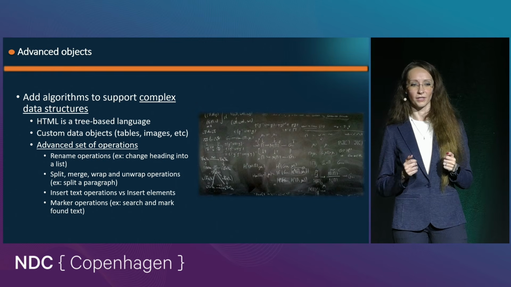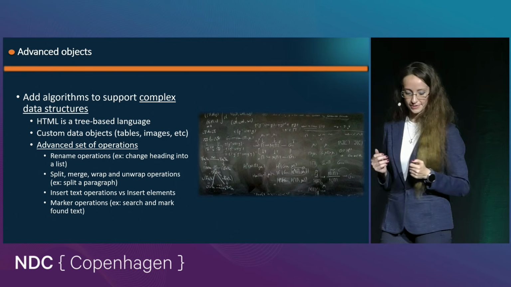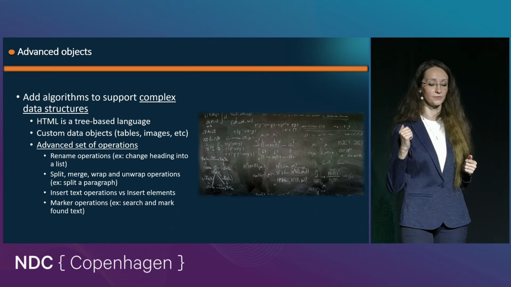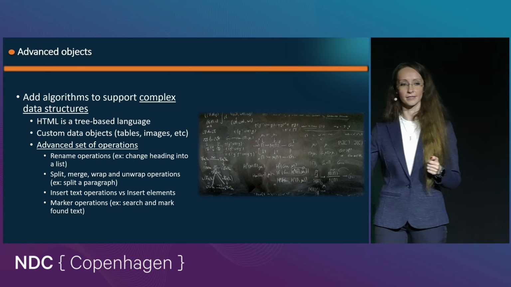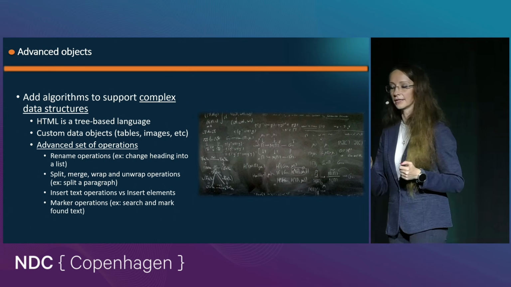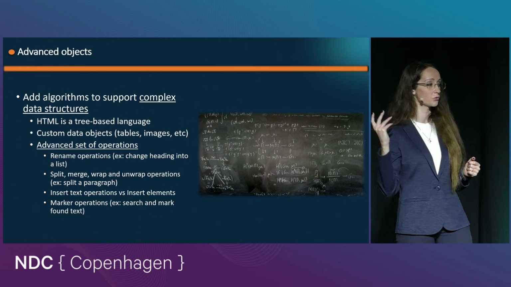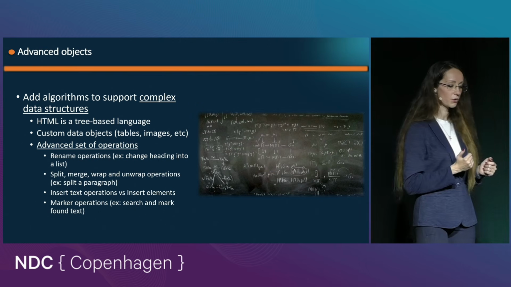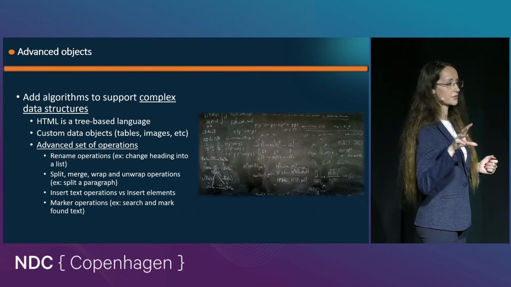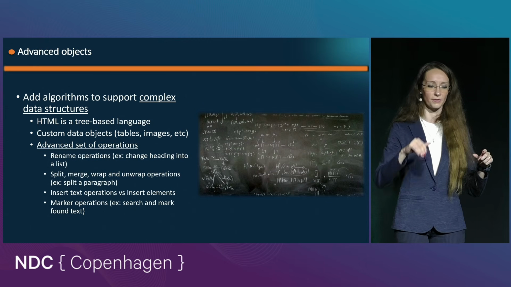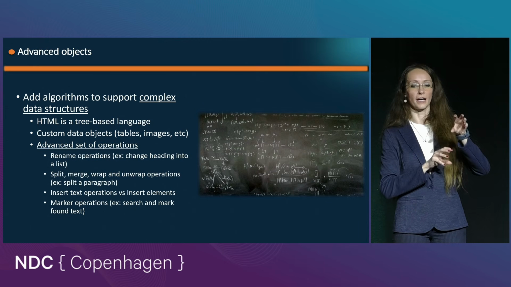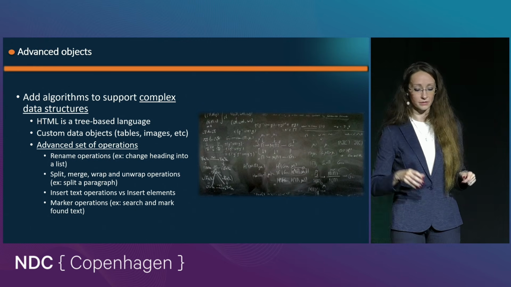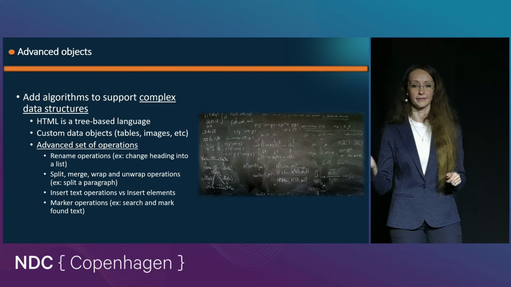We started to define other categories of operations. To name a few, we have rename operation. So for example, we have a list at the beginning and we want to change it into a heading. We need to apply the same to all of them. Or we want to split a paragraph. Let's assume that I'm in the middle of a paragraph, I press enter, I will have 2 paragraphs now. Or the same applies for heading and so on.